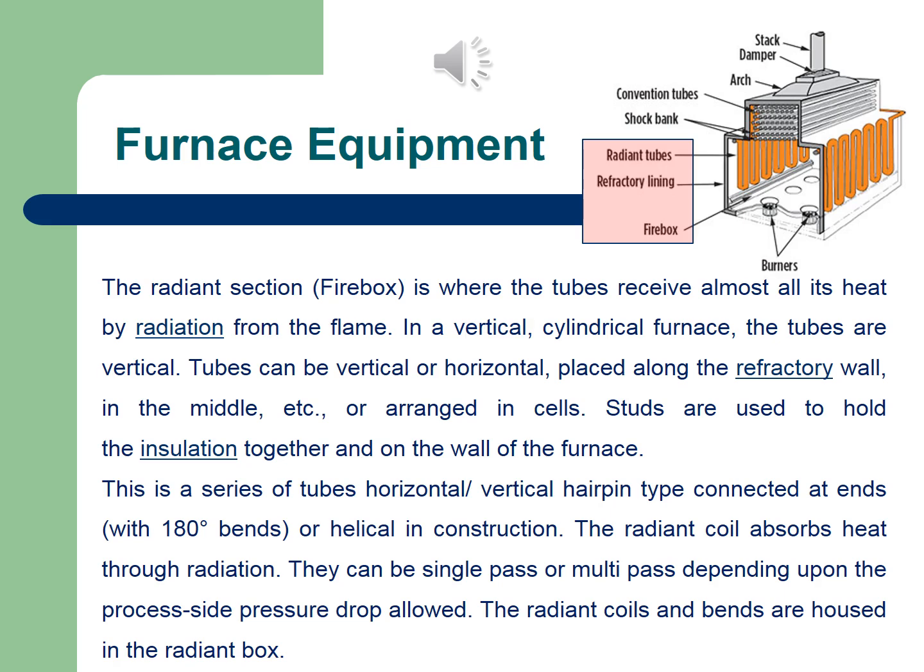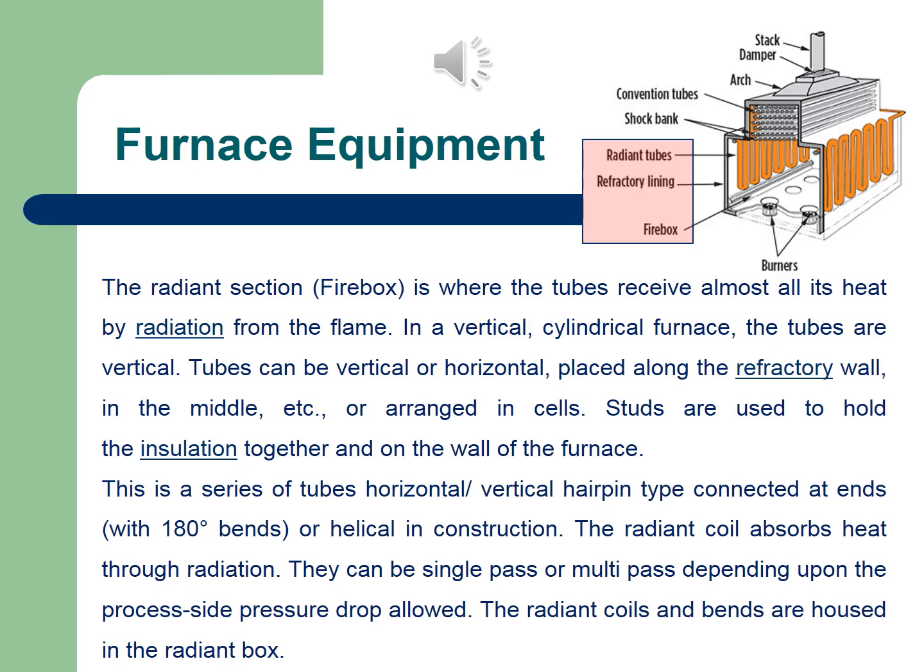Okay, now moving to, I would say, the main section of the furnace itself. That's the radiant tubes and also the firebox. So the radiant section or the firebox is where the tubes receive almost all its heat by radiation from the flame. In a vertical cylindrical furnace, the tubes are vertical. Tubes can be vertical or horizontal, placed along the refractory wall, in the middle, and so forth, or arranged in cells. Studs are used to hold the insulation together and the wall of the furnace.